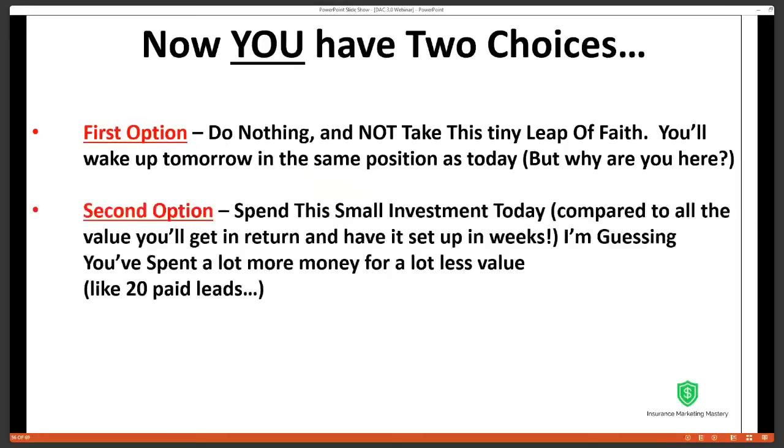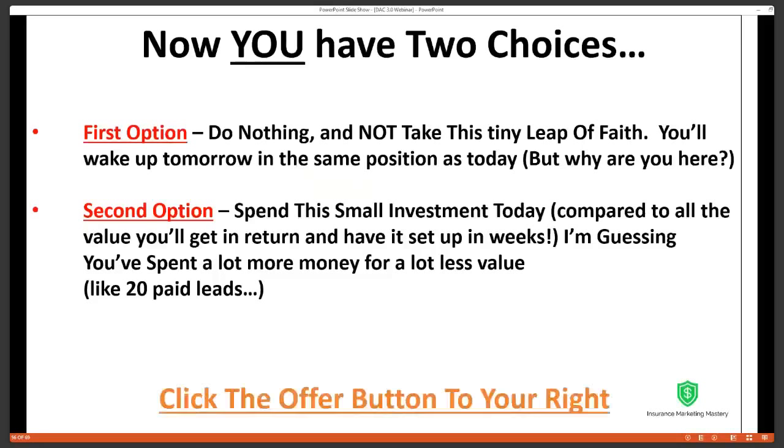The second option is spend this small investment. I mean, really, I know at first we think $397, oh, but in reality, look at your other expenses, right? That's probably half of your lease. Or 20 internet leads, 20 paid leads. Think about that for a second. How much business can 20 paid leads get you? Right? It's the same cost. All I'm saying is instead of buying 20 leads in the next month, give this a shot. Right? And think about that.